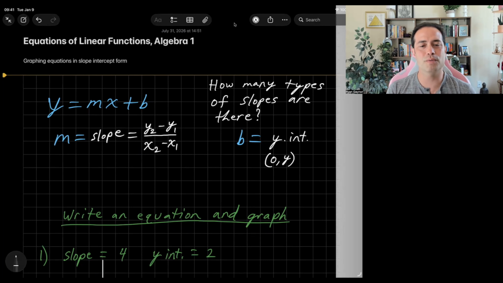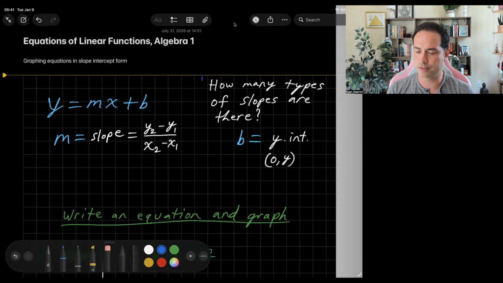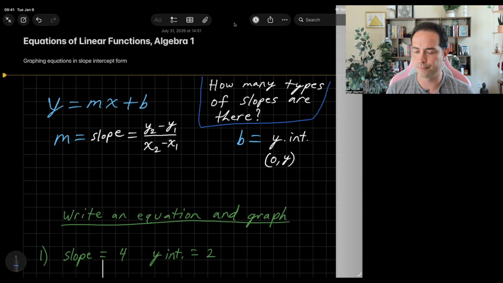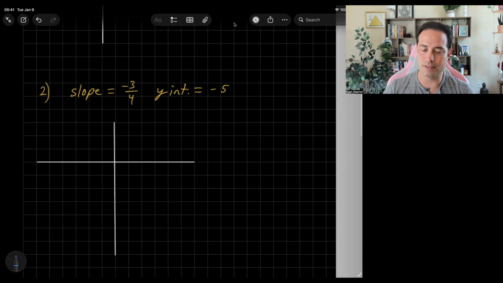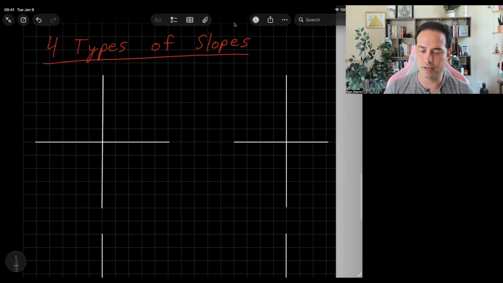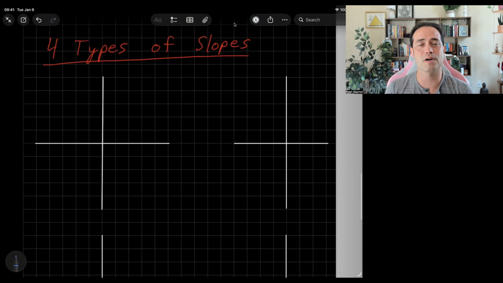Okay, now before we get into some examples, I want to point your attention over to this question right here. How many types of slopes are there? So I'm going to give you a moment to think about that. Okay, so now we're going to actually scroll down and we're going to talk about it real quick. So how many types of slopes are there? There are 4 types of slopes.